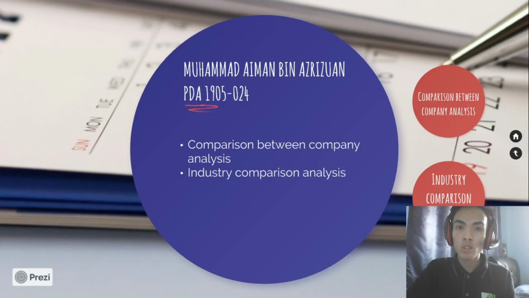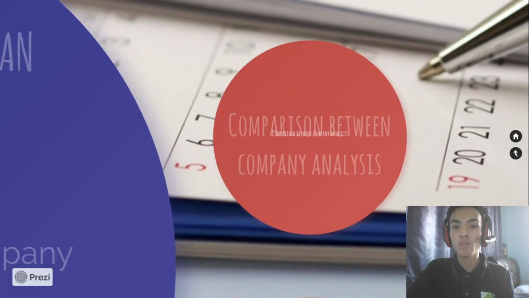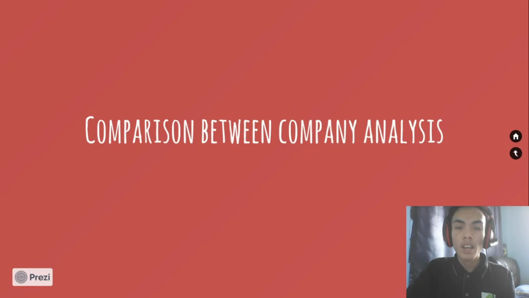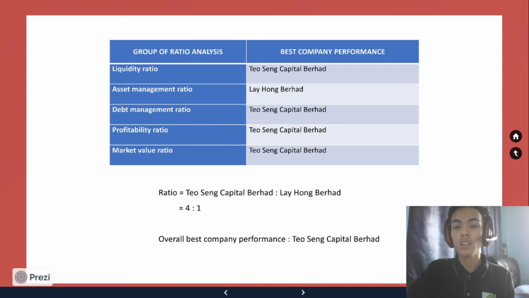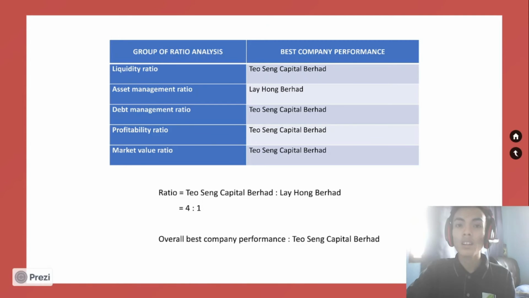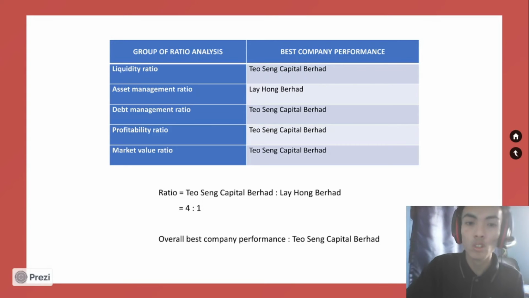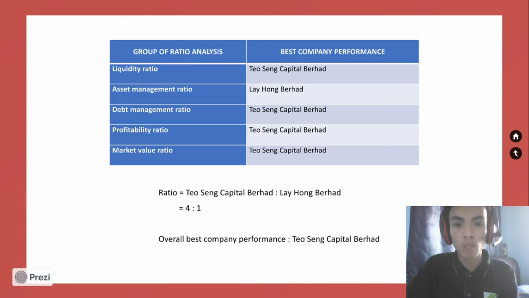First, we go through the comparison between company analysis. As Fakhruddin and Hussein have mentioned before, the calculation of ratio analysis from each company, I will make a summary on which company has the best performance between Lai Hong Berhad and Teoseng Capital Berhad. Based on the table, I have made a final decision from each ratio group on which company has the best performance. We go through one by one.